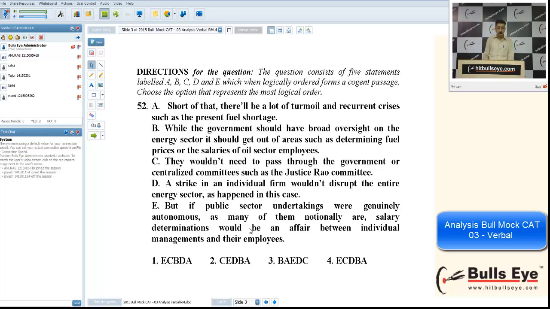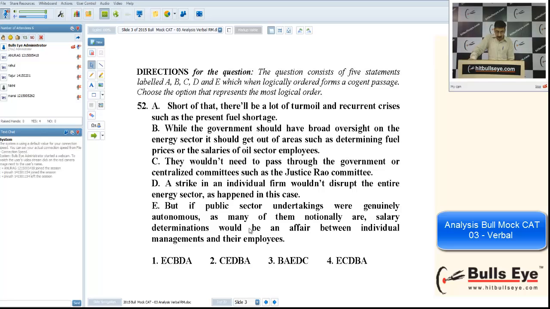C says they would not. They should refer to something. D. Now D seems to be very close when it comes to an opener. A strike by an individual firm wouldn't disrupt. Fortunately, there is no choice starting with option D. So we are left with only one option, that is E. Am I clear about the trick related to the opener? Press yes. That is how to track this in this particular example.